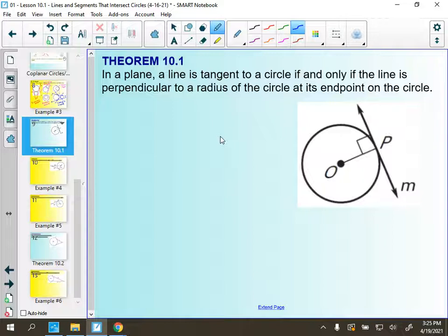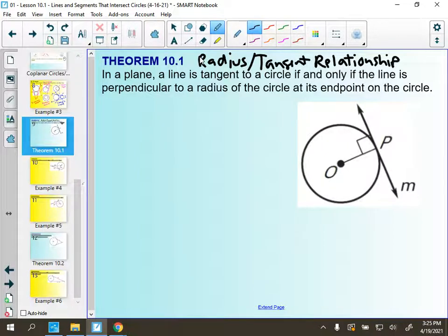In class we put a heading on here, just called it radius tangent relationship, instead of Theorem 10.1. It's up to you. I don't think that's bad. You don't need to remember that. Nobody's ever going to remember that this is called Theorem 10.1. But I guess it's important to understand that this is a proven theorem.